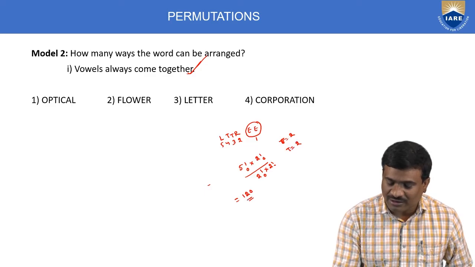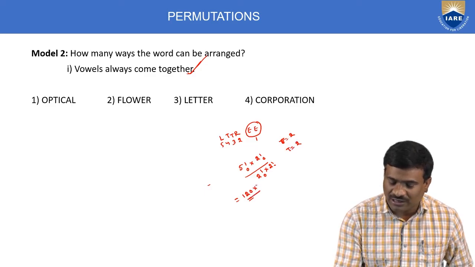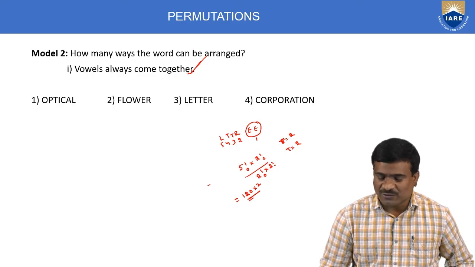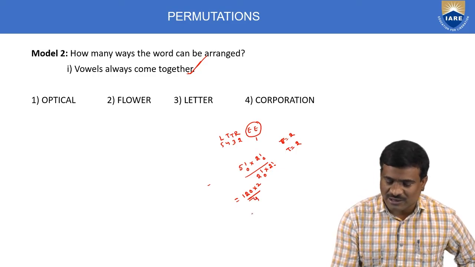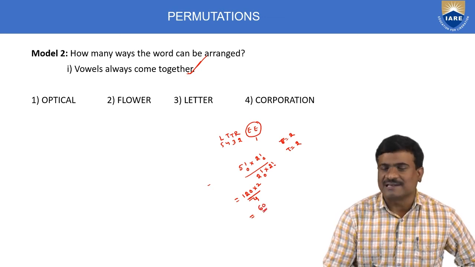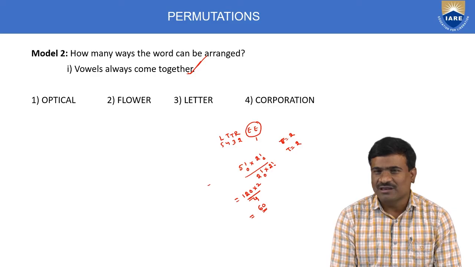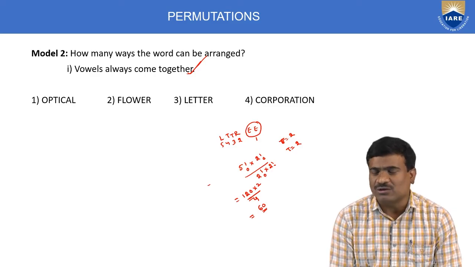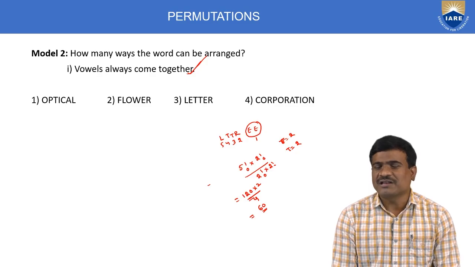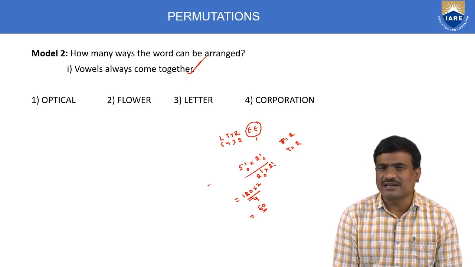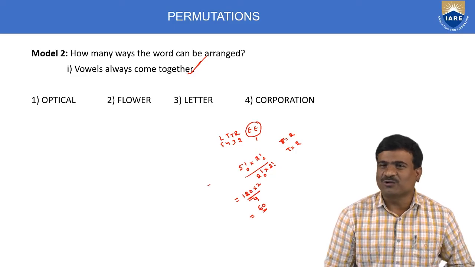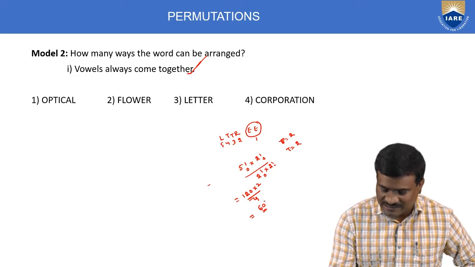In the denominator, 2 into 2 is equal to 4. Here 120 into 2 by 4 is equal to 60. Answer is 60. 60 correct answer. Here once again, third sub question: repetition of letters, T is equal to 2 times, E is equal to 2 times. Therefore, answer is 60, correct, 60.